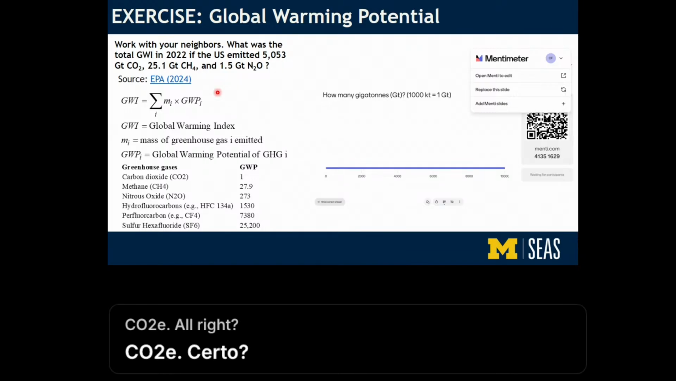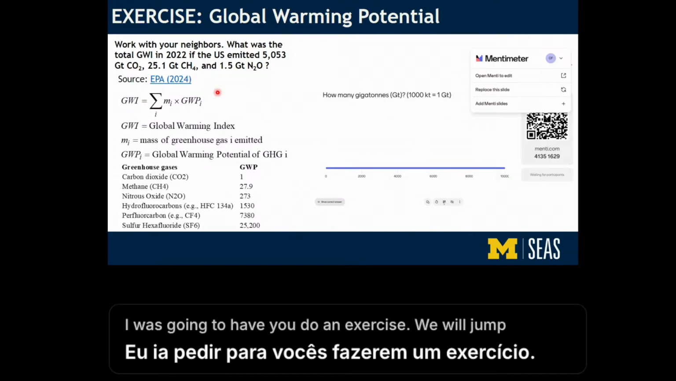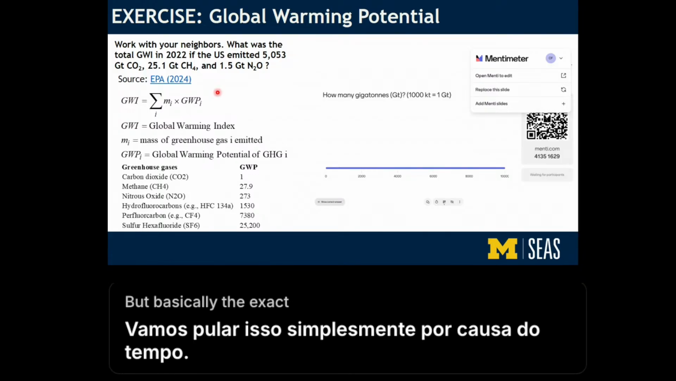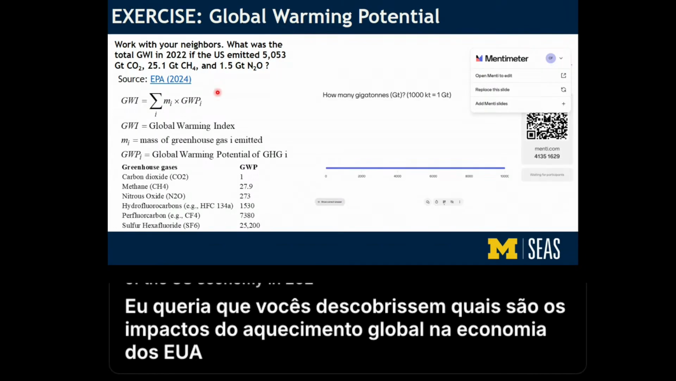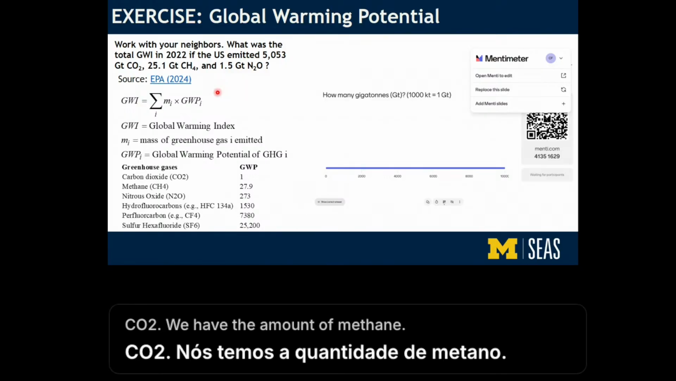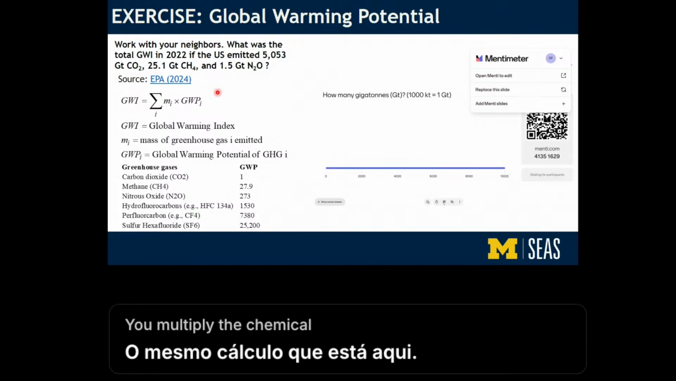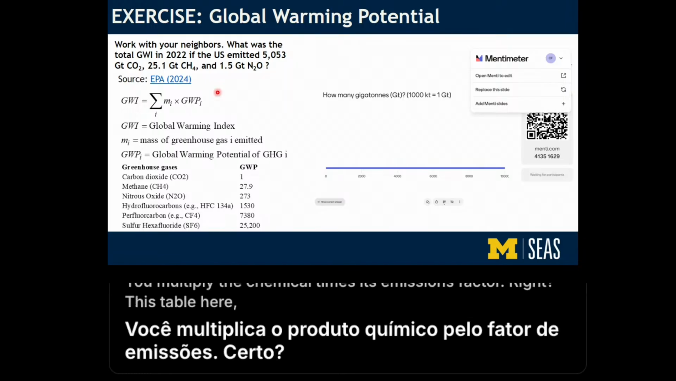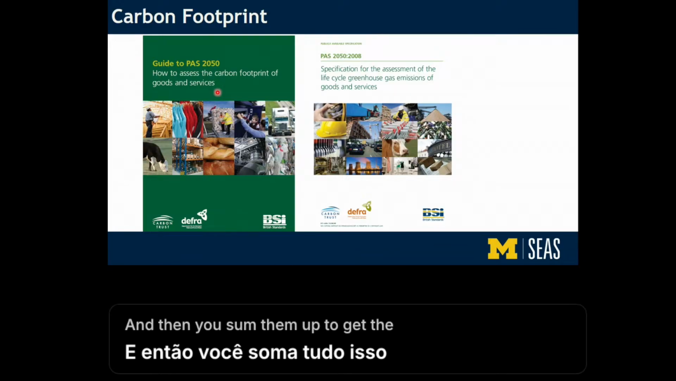I was going to have you do an exercise. We will jump over that simply because of the time. But basically the exact same thing. I wanted you to figure out what's the global warming impacts of the US economy in 2022. We have how much CO2, we have the amount of methane, and we have the amount of nitrous oxide. Same calculation as right here. You multiply the chemical times its emissions factor, right? This table here, it's global warming potential. And then you sum them up to get the total amount of CO2. And we'll do this in our exercise later. There's no rush to do that now.